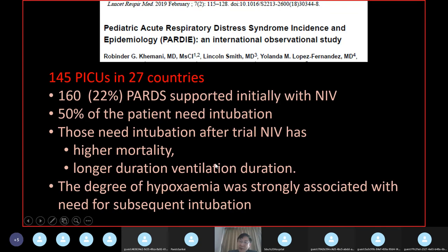So that's why it's very important when you put someone on NIV, especially when those are under the PARDS definitions, you need to be very, very careful and have them very closely observed. Do not let them drag too long if they clinically do not improve. So we need to intervene. Okay? Hypoxemia is a very strong association. So when a patient's oxygenation does not really improve much after you put the patient on NIV, that's the thing that you need to act on very fast. Okay? All right.